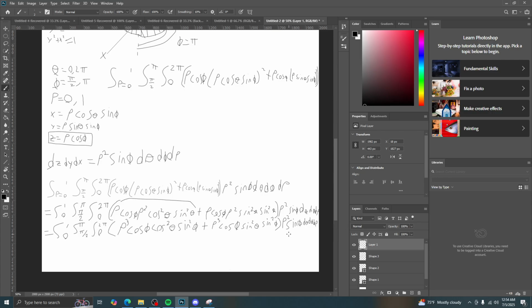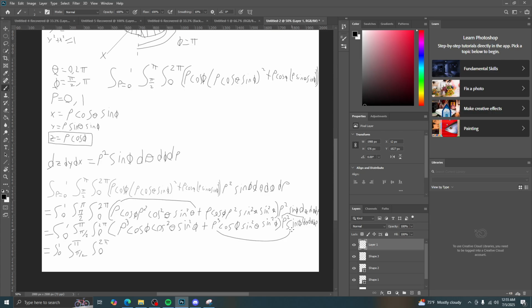We're gonna distribute this rho squared sine phi to each term now, okay? So let's do that. This is gonna be from 1 to 0, and that's gonna be the rho integral. This is the phi integral actually, and this is the theta integral. And then we distribute rho squared times sine phi.